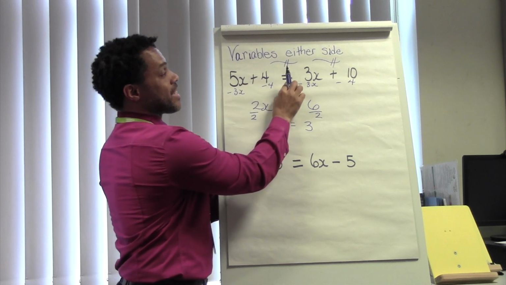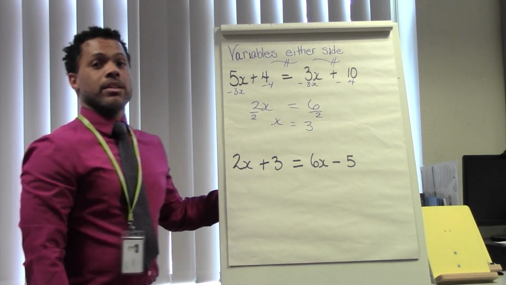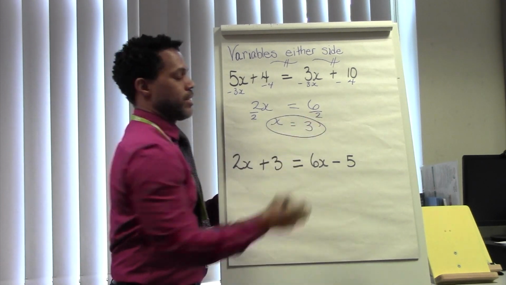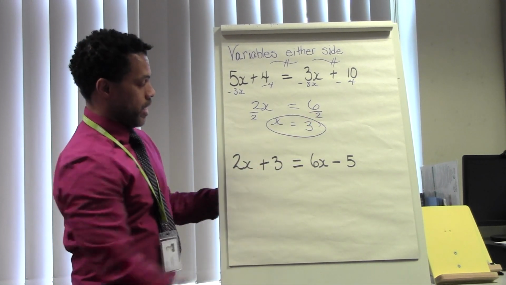What's on this side is equal to what's on that side. Does it work? Yes. Have we proved it? Yes. So we know x is equal to 3. Let's look at the other one.